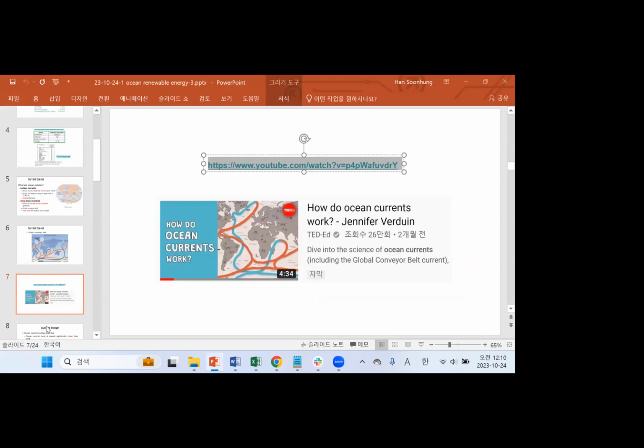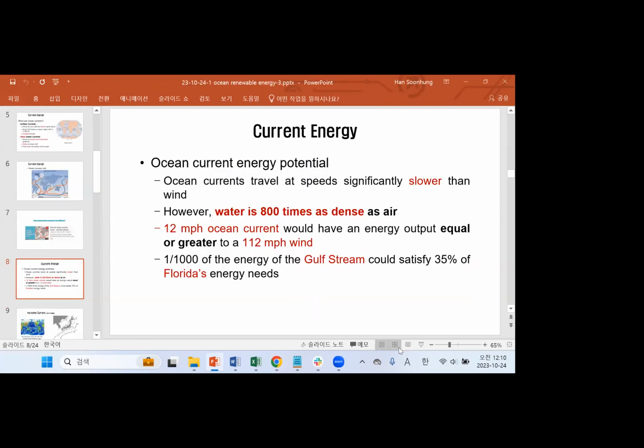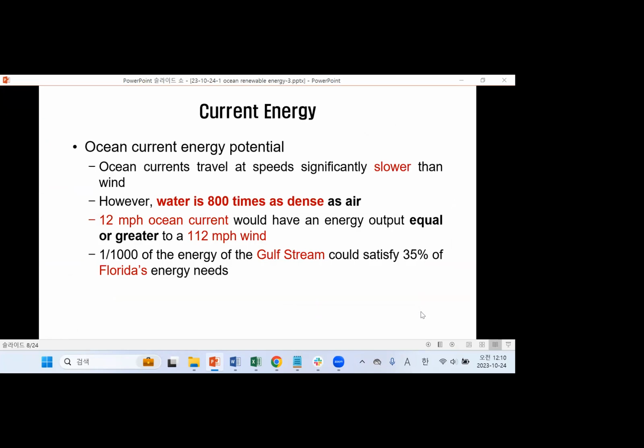And then the current energy, we are talking about renewable energy. So we can get some energy from current. Energy potential: the speed is slower than wind, but the water is 100 times denser than air. That's why we have more potential than wind per size. So a 12 mile per hour ocean current would have energy output equal to a 112 mile per hour wind. This is very typhoon-like wind.